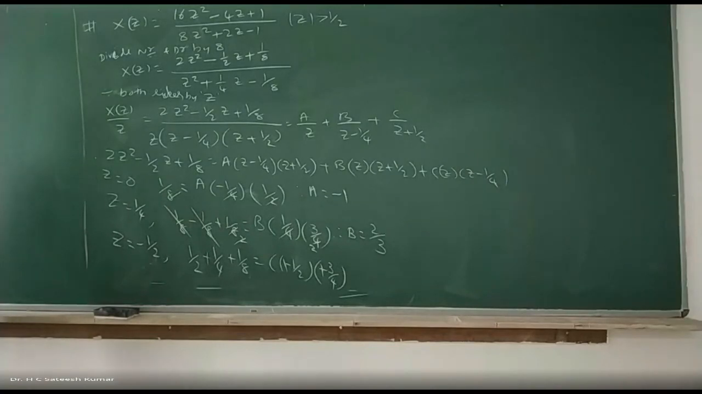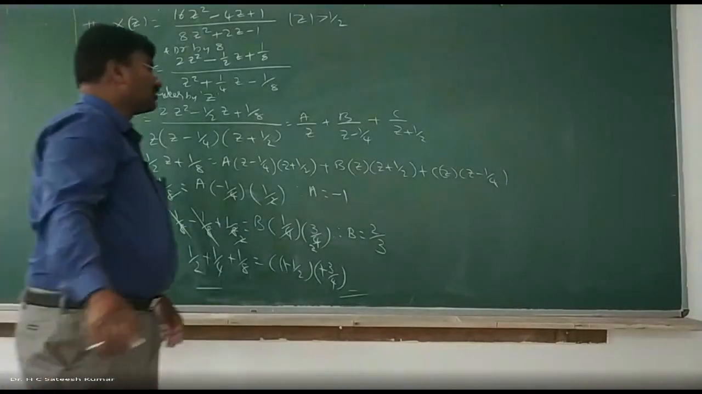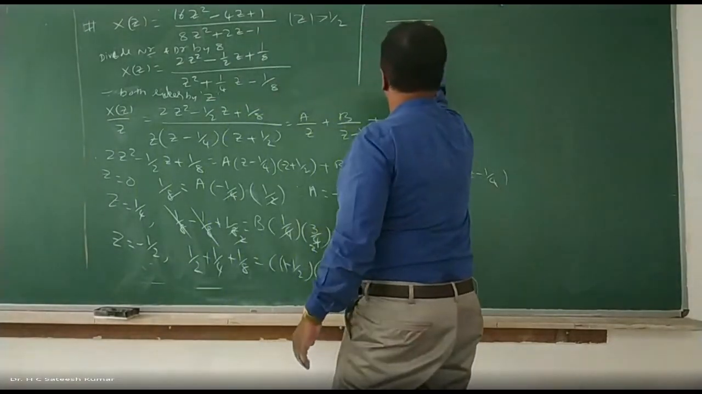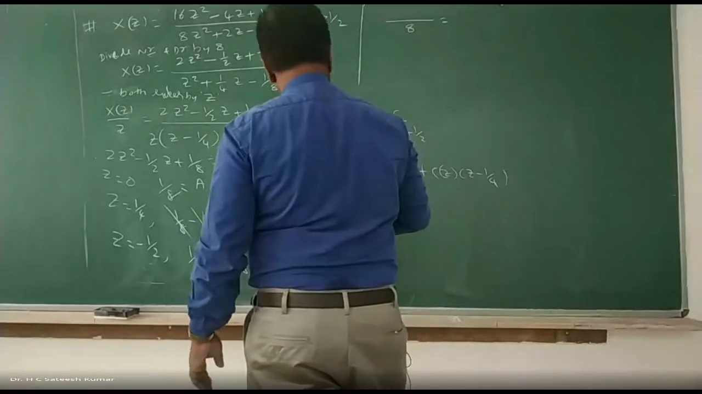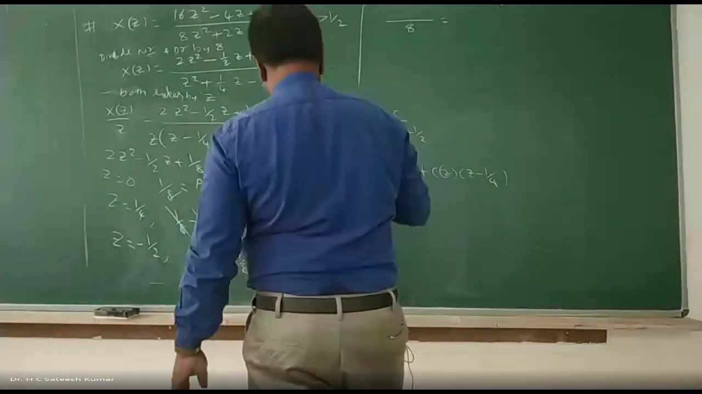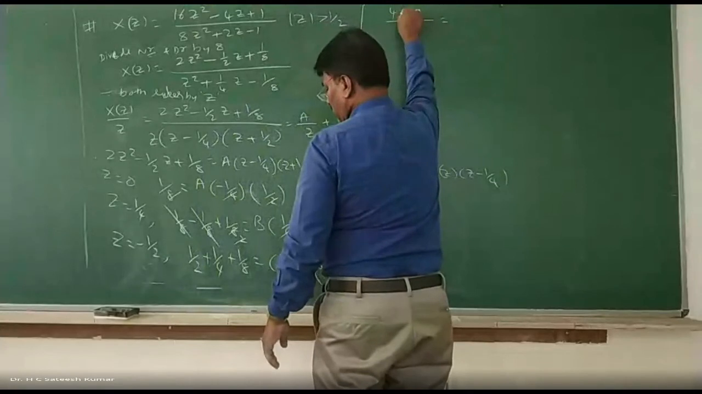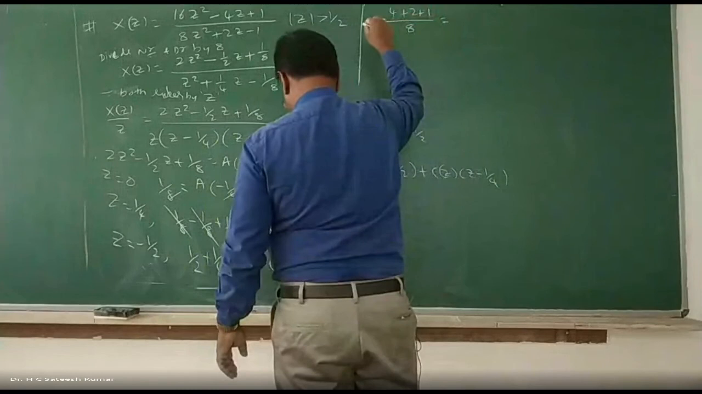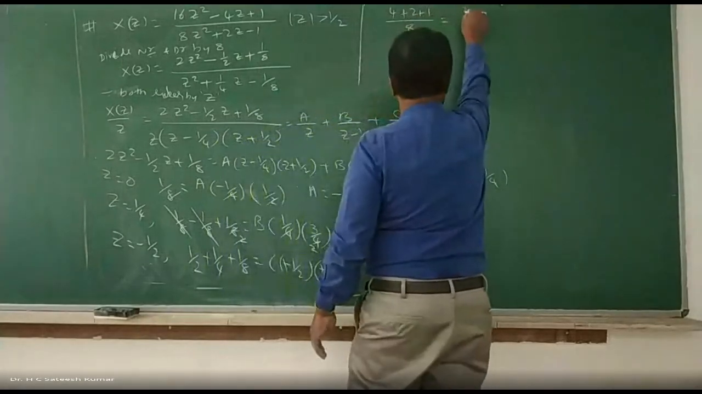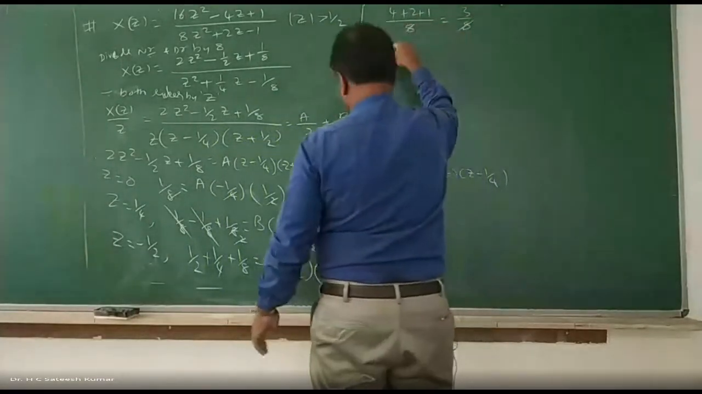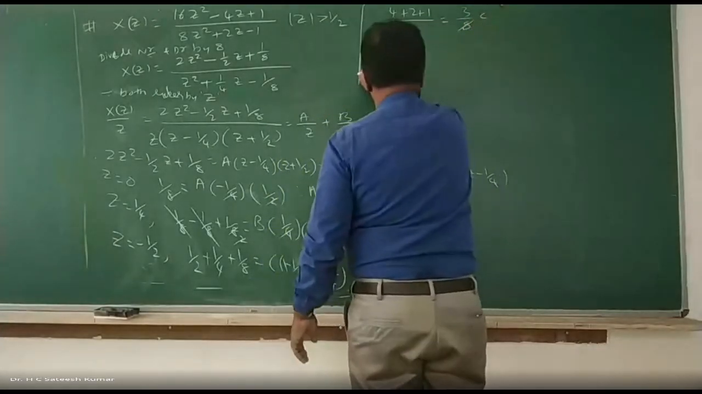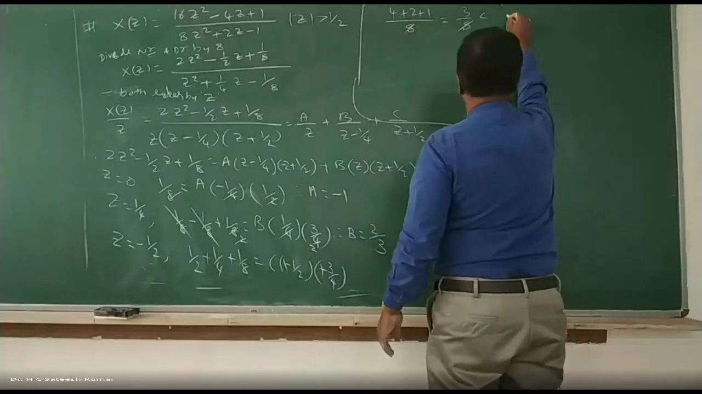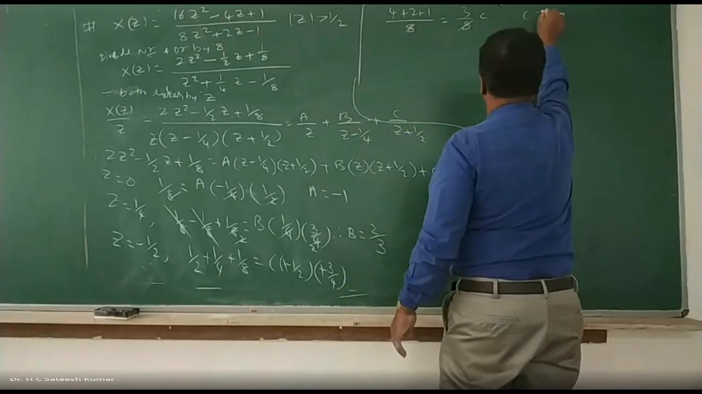So 1 by 4 plus, so that we can add it, can do it in the calculator. LCM is 8. In the calculator, no need to take LCM and all, you can do it easily. So this is 4 plus 2 plus 1 is equal to 7 by 8. 8 gets cancelled into c. Therefore, c is equal to 7 by 3.